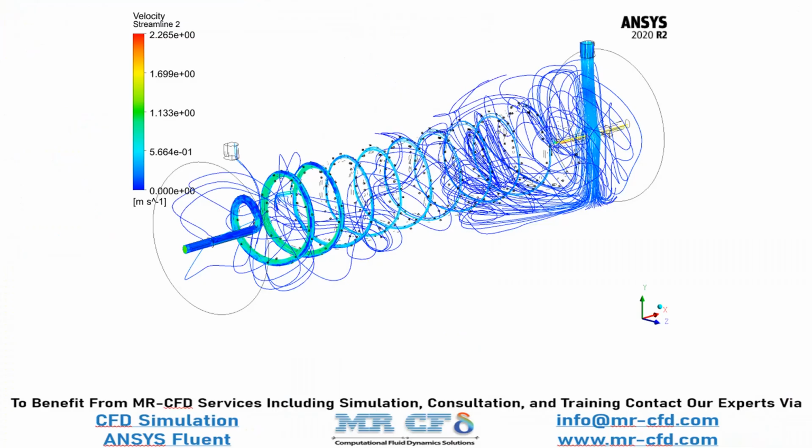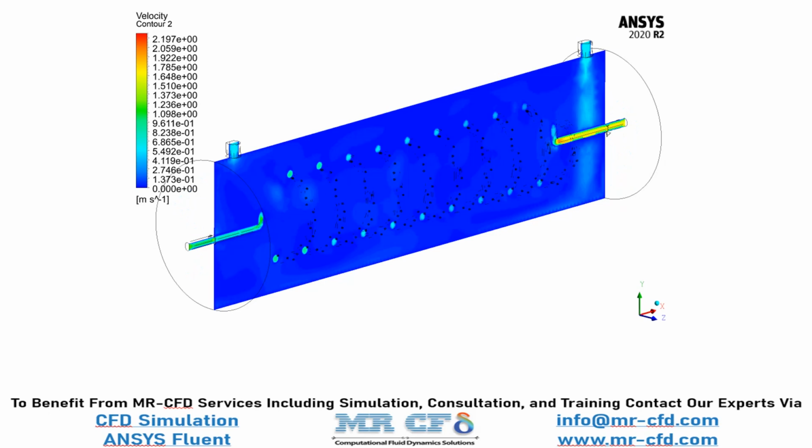Now in this slide you can easily see the streamlines of both hot and cold water entering from each of these boundaries. And finally in this slide you can see the velocity distribution in the middle section of our geometry.